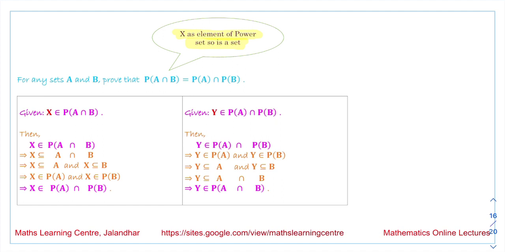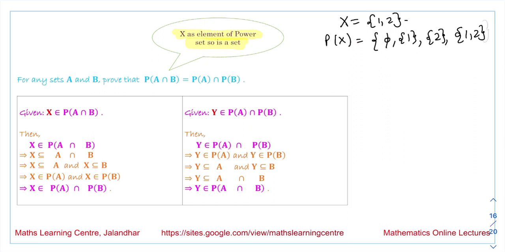When we write a set X equal to {1, 2} and we write the power set of X, then the power set of X has elements ∅, {1}, {2} and {1, 2}. It is important to note over here that these elements themselves are sets. This is mentioned over here, that the elements of the power set themselves are sets.